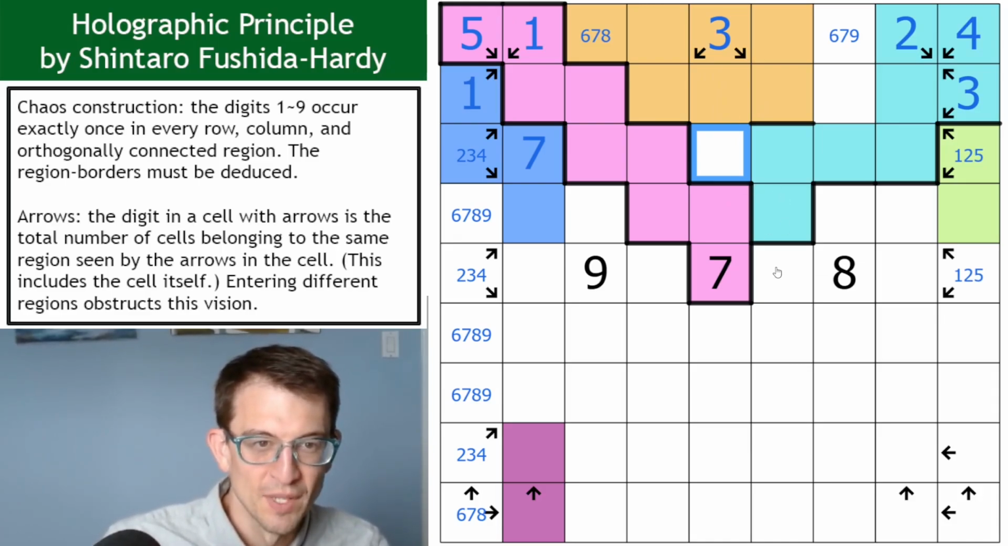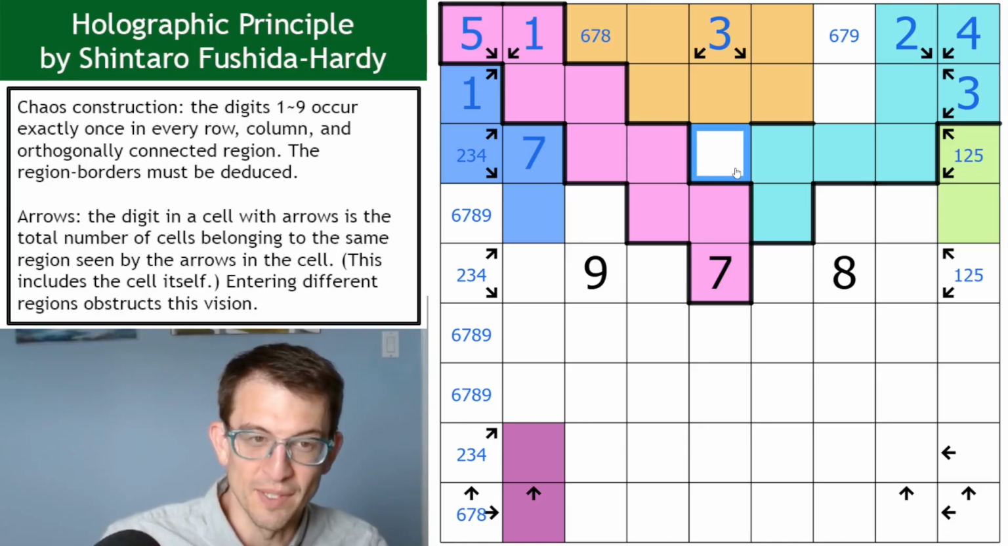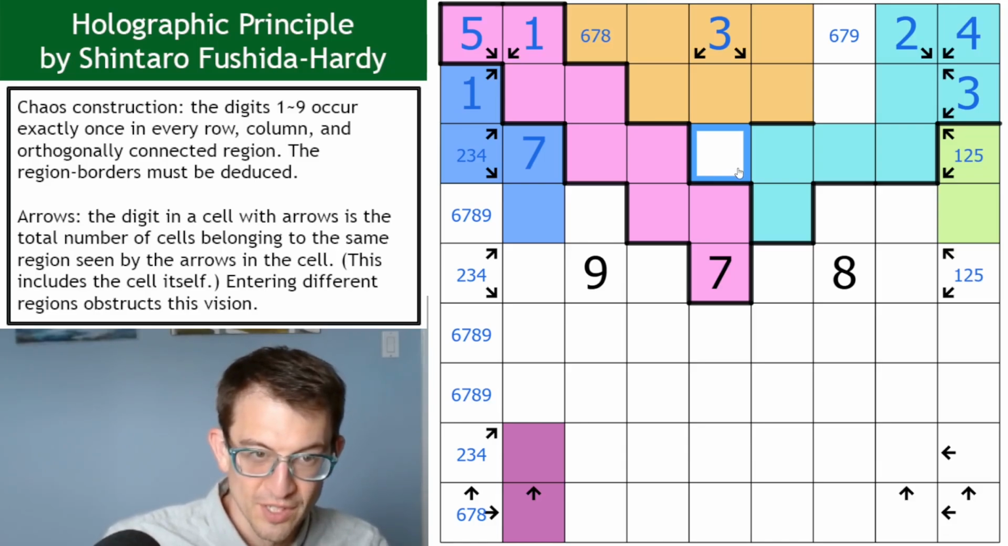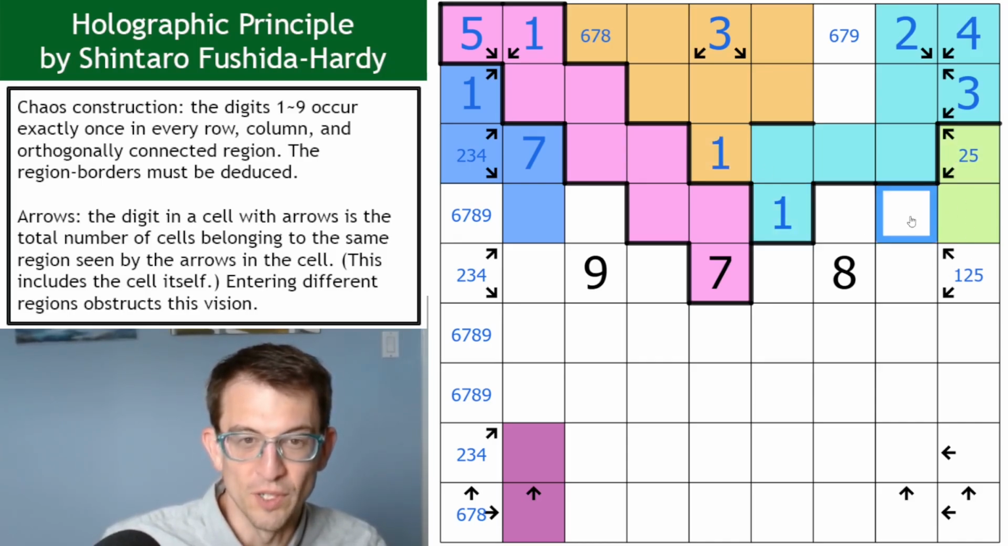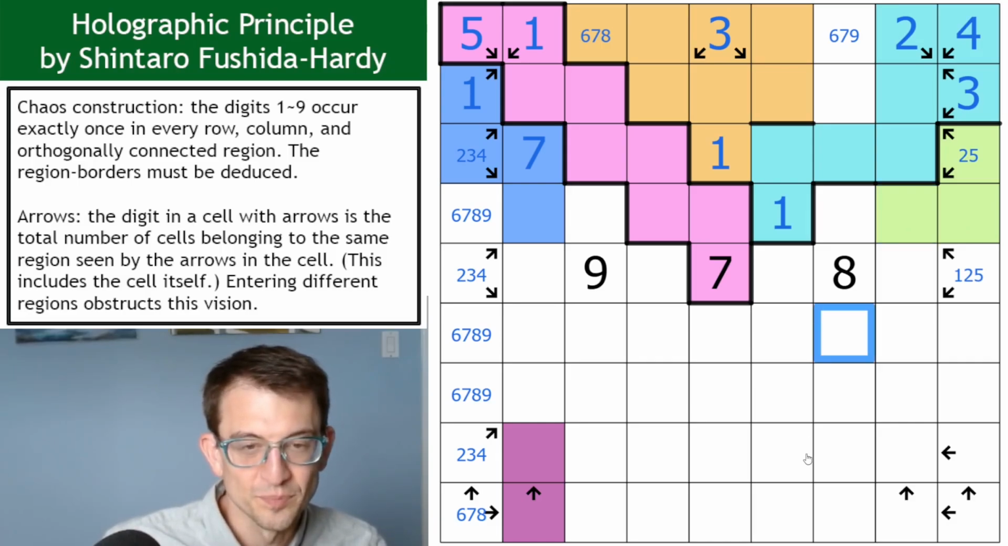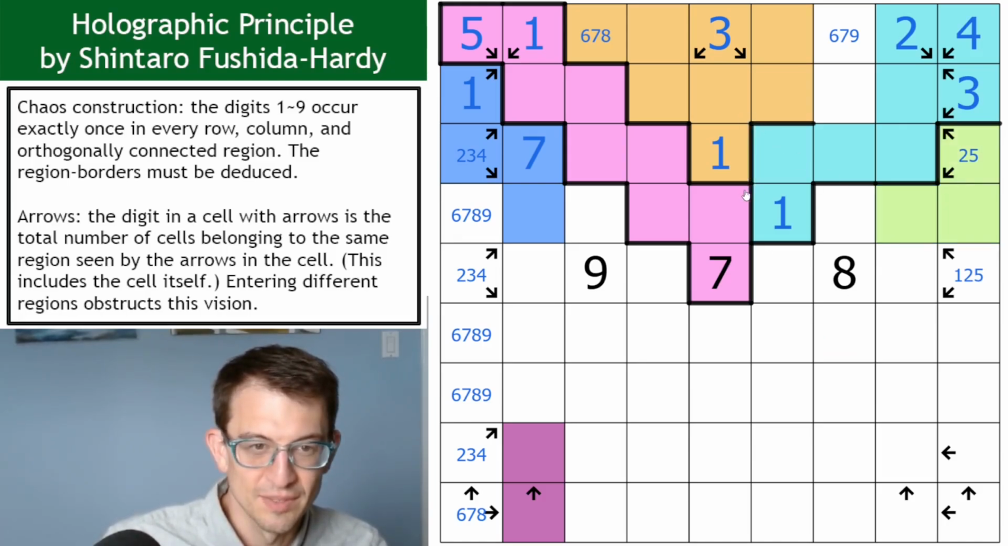It has to be here, because in these 2 rows, 1s are taken. This is the only cell that could possibly be orange and 1, and this is the only cell that could be blue and 1. So those get decided. This is no longer a 1, so this is now green. And it's either 2 or 5, which are very different. We'll come back to that in a second. Actually, no, we'll come back to that now.